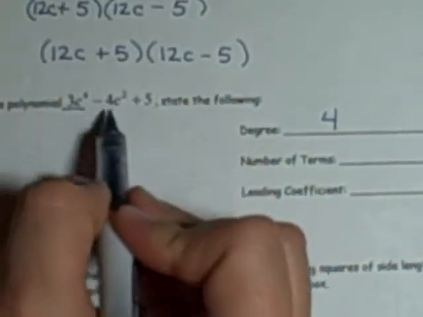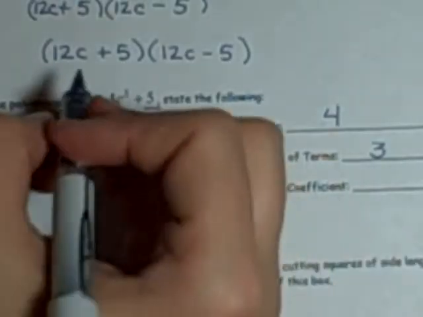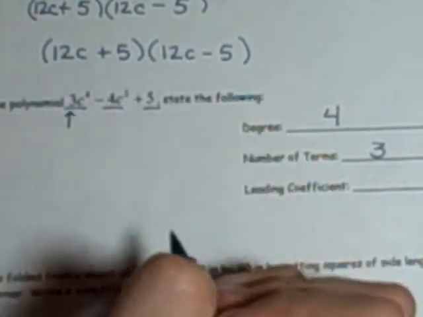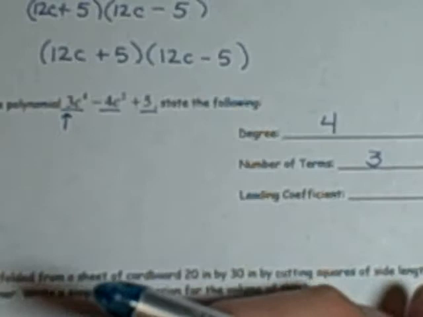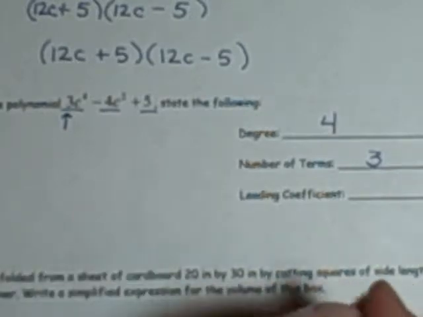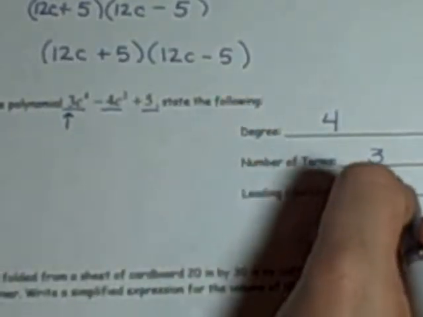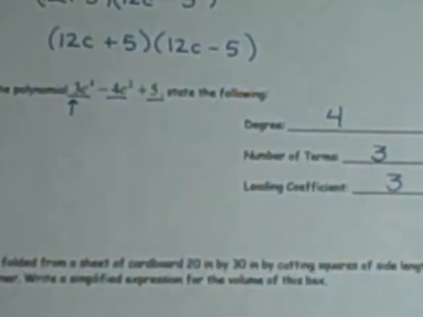My number of terms is 1, 2, 3. And then the leading coefficient is just this coefficient up in front. Again, you do need to check to make sure you're in standard form before you find that leading coefficient. But this one already is, so I can just go with that 3 as my leading coefficient. And that's it for that one.